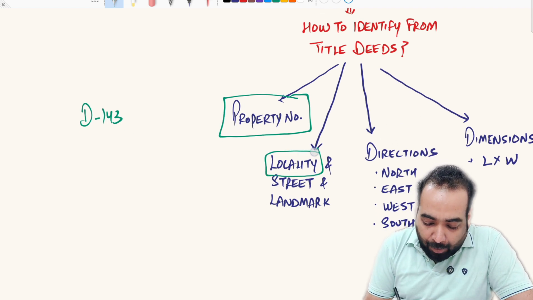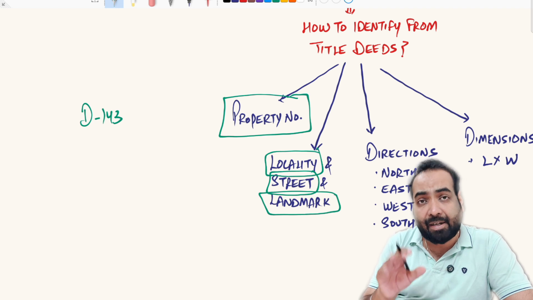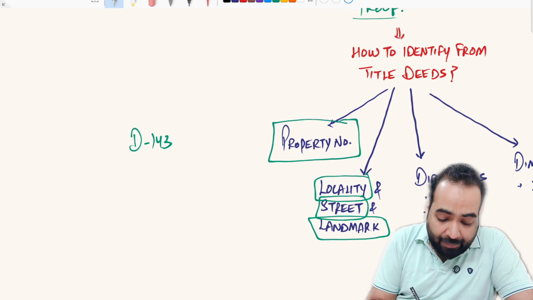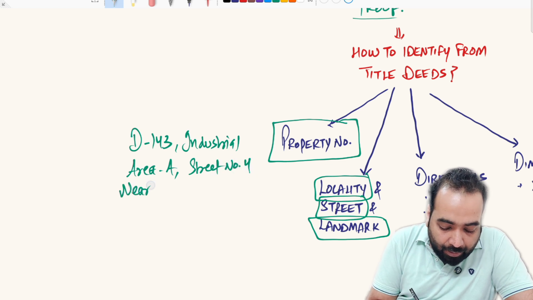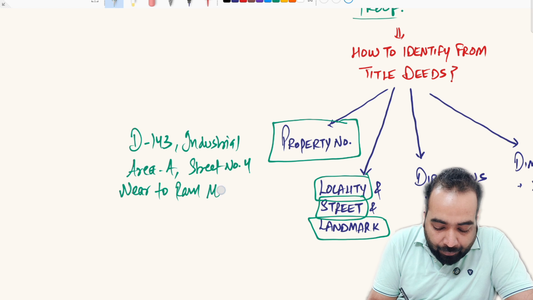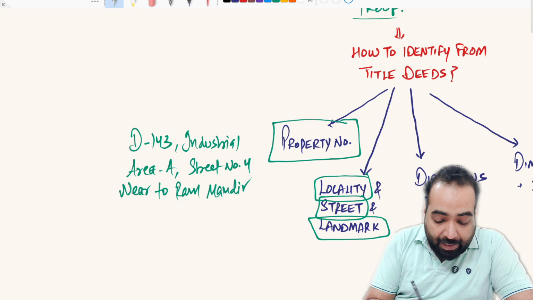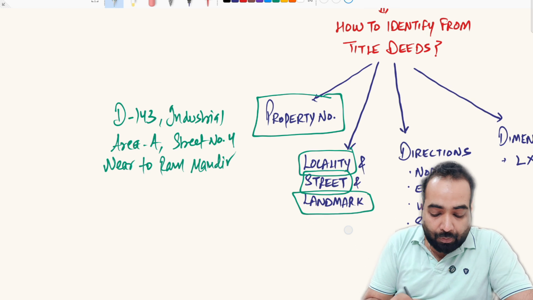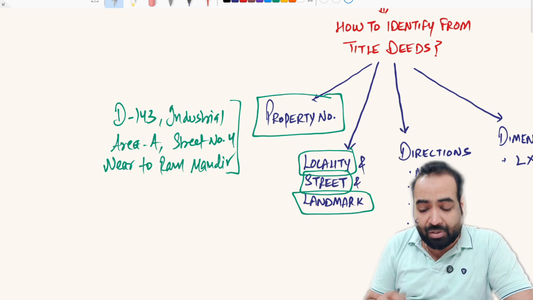The locality of the property, the street number, and the nearest landmark are also mentioned as a property identification address in a very well prepared title deed. So D143 located in industrial area A, street number 4, near Ram Mandir. That is a landmark, near to the Ram Mandir or opposite the Ram Mandir. This is mentioned in the title deed. So by this we can identify the area and reach the area.